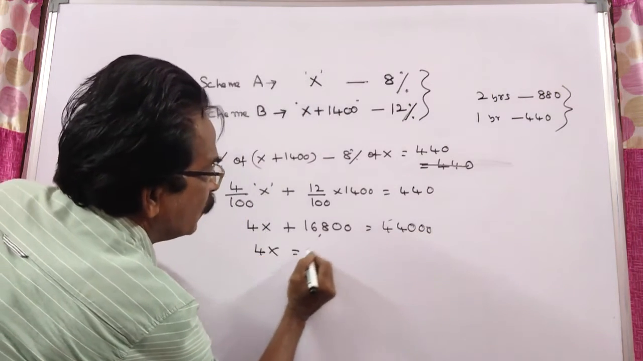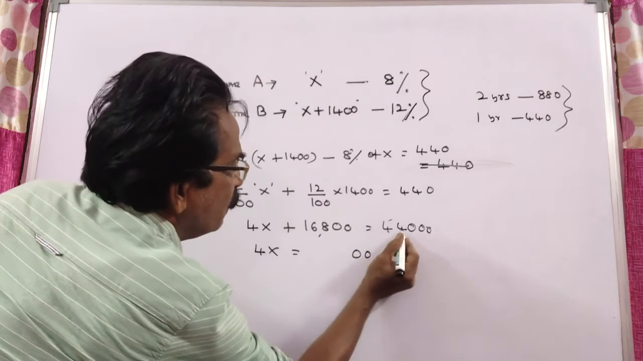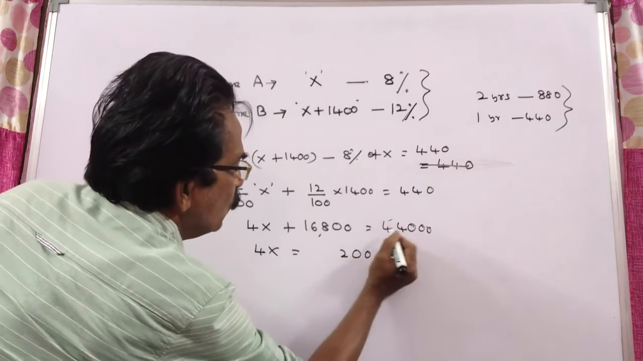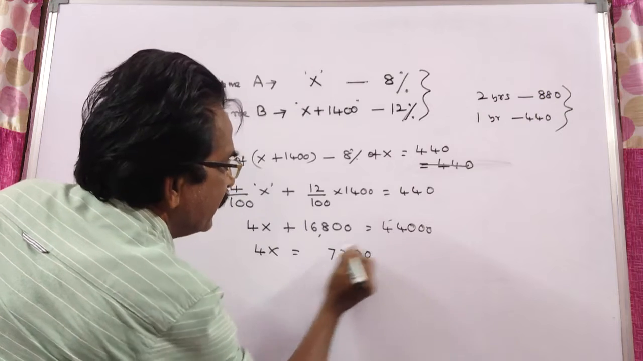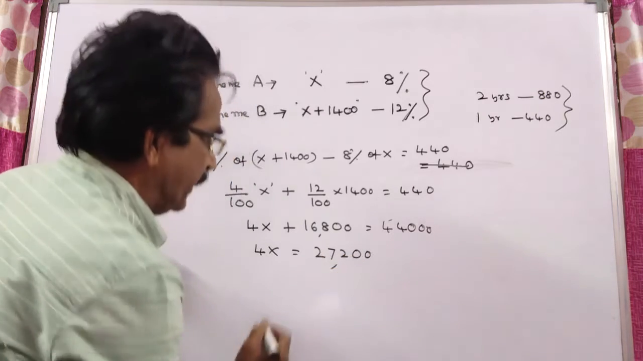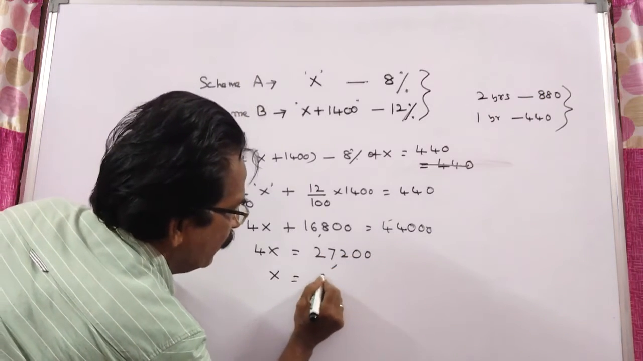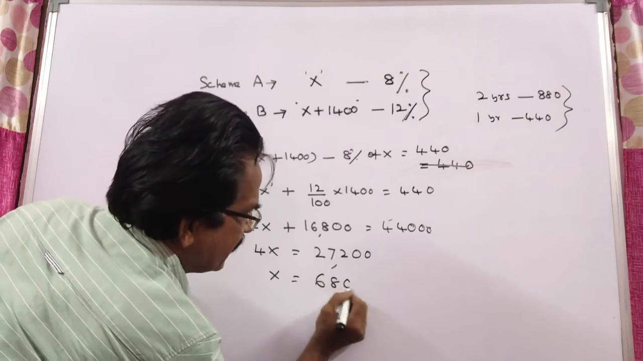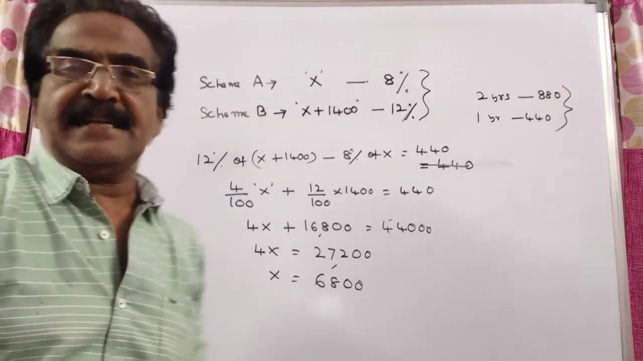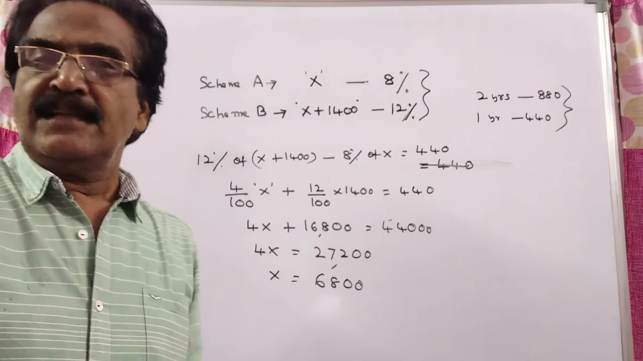4x is equal to 27,200. X is equal to 4 6s 24, 4 8s 32. 6800 is the value of X, friends. Thank you.